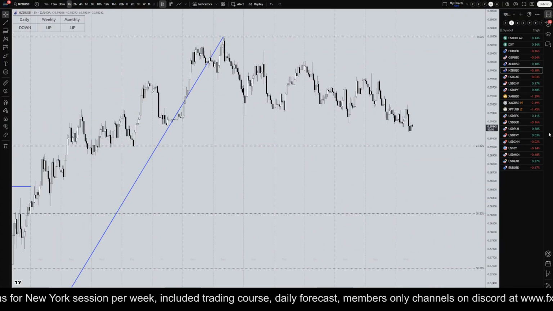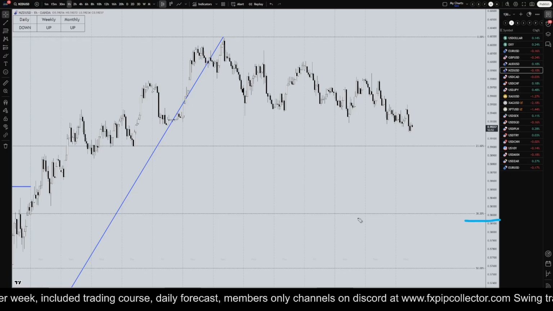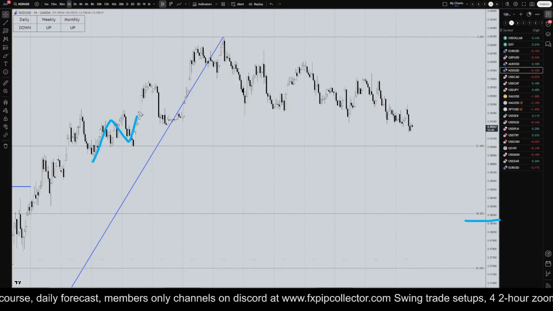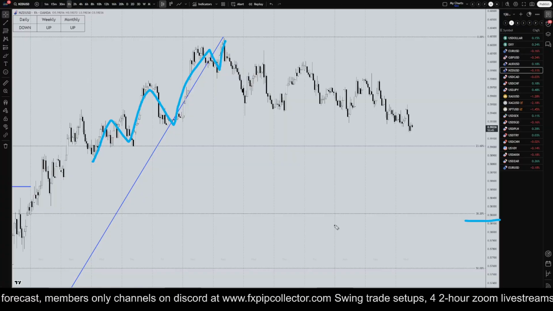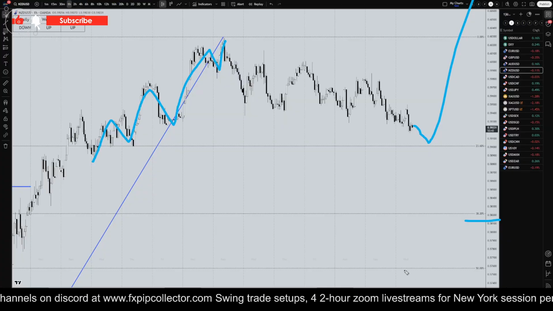Now, if it really is a correction to the whole move up, then you would expect, like I said, a minimum of a 38% pullback. But potentially it's not a correction to the whole move up. Potentially it's just a correction to the last series of higher highs, higher lows. Potentially it makes another higher low, and potentially it just keeps on trending up.